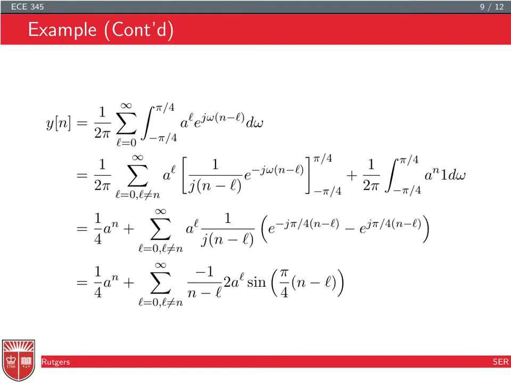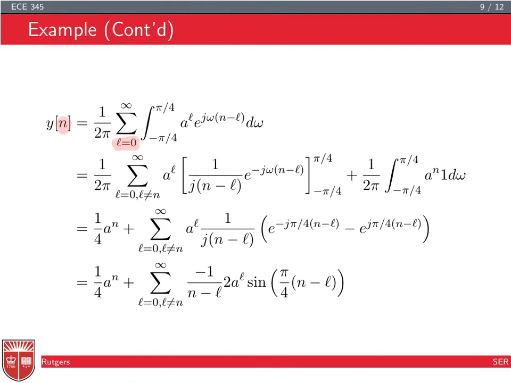Now to do this summation, we're at the stage where y of n is 1 over 2 pi, the sum from L equals 0 to infinity, the integral between minus pi by 4 and plus pi by 4, a of L e to the j omega (n minus L) d omega. And like we did last time, we need to distinguish between two cases, whether L is equal to n or L is different from n. Here n is fixed, and L is a running variable, or running counter.